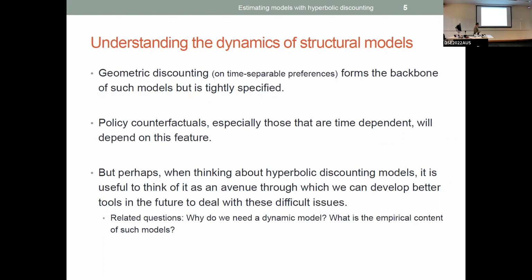So why do we need a dynamic model, and what's the empirical content of such models? The content about hyperbolic discounting today will not thoroughly address these issues, but I think it is a good thing to just place these questions up front.